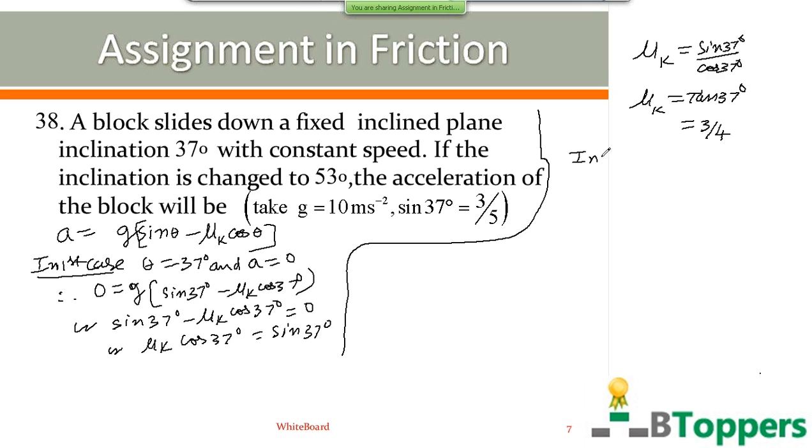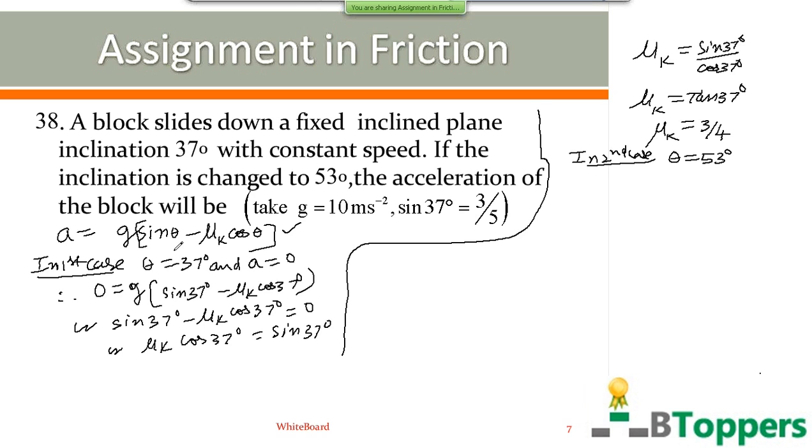In the second case, the angle of inclination of the inclined plane to the horizontal is 53 degrees. But the coefficient of friction between the block and the rough inclined plane will be the same in both the cases. Because in general, coefficient of friction is a constant for a given pair of surfaces in contact. So for the same pair of surfaces in contact, coefficient of friction will be the same in both the cases. Coefficient of friction between the block and the inclined plane is the same because the block slides on the same surface in both the cases. So mu k has to be taken as 3 by 4 for the second case also.